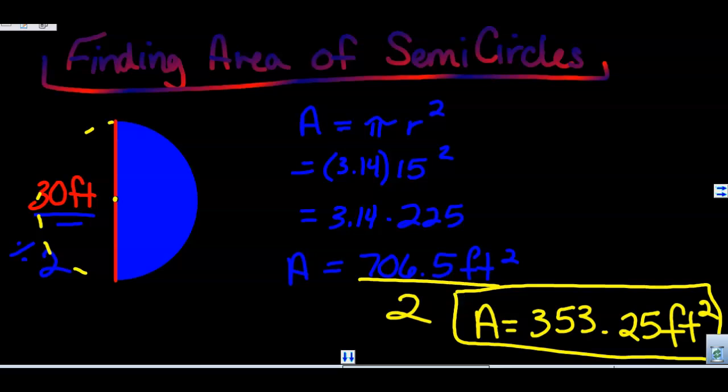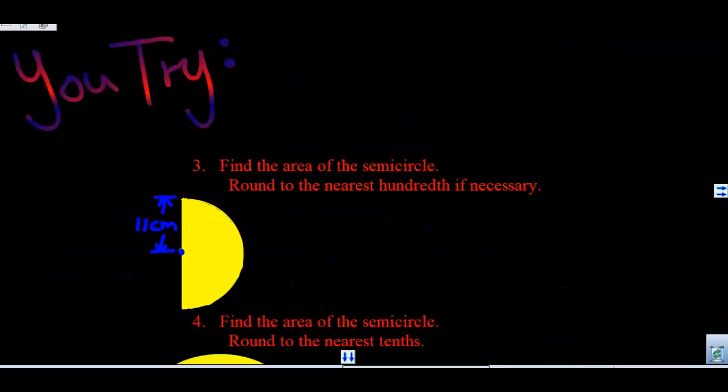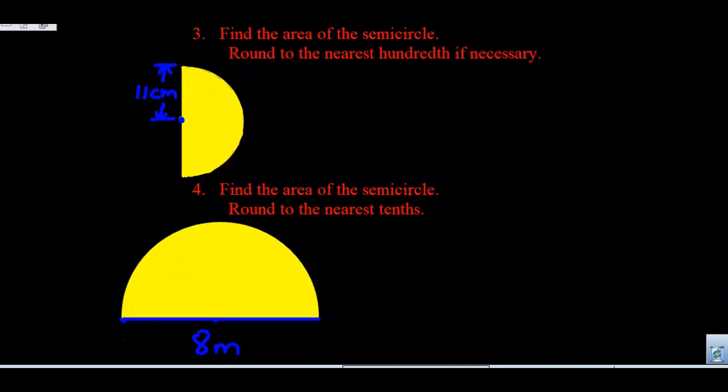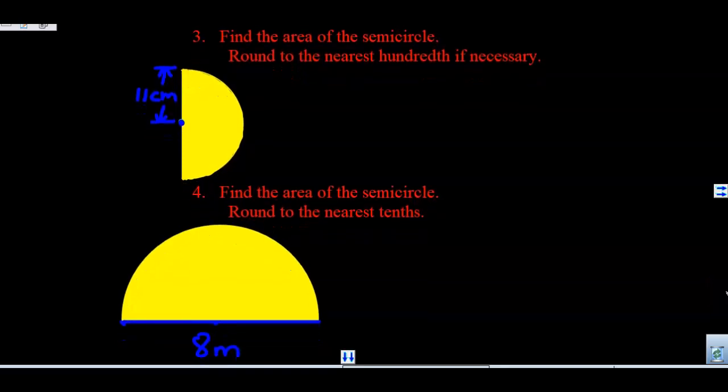Let's let you give it a try. Try and find the area of these semicircles. Make sure you're rounding correctly here too, as the directions entail, and use 3.14 for pi. Pause the video. I'll be back with the answers.